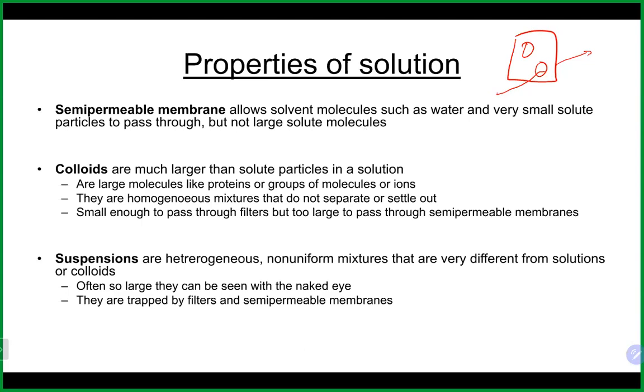So colloids are much larger than solute particles in solution. These are large molecules like proteins, groups of molecules or ions. Colloids are homogeneous mixtures, which, remember, means that they look the same throughout. So it all kind of looks the same. They do not separate or settle out. They are small enough to pass through a filter, but too large to get through the membrane.